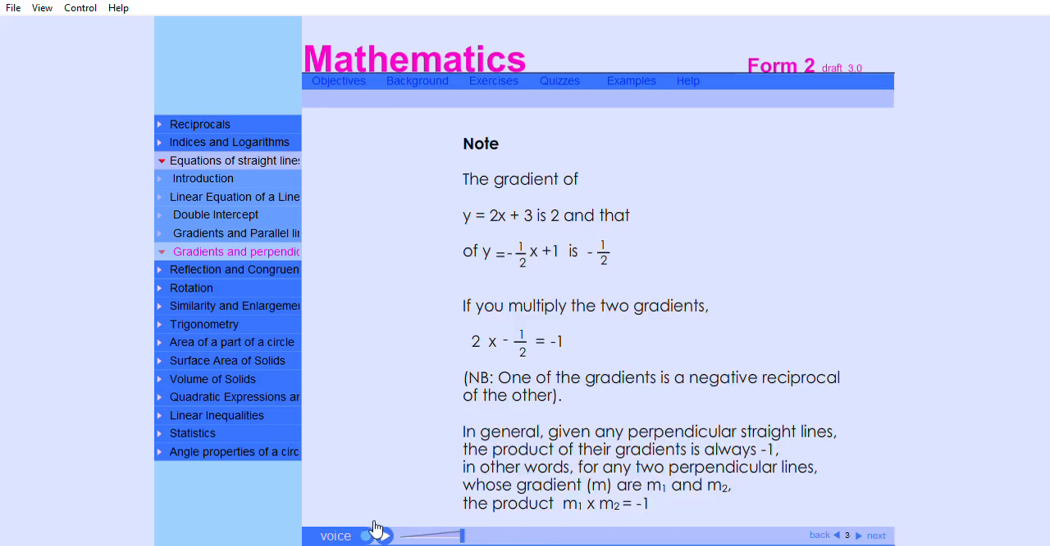Note that the gradient of y is equal to 2x plus 3 is 2, and that of y is equal to negative 1 over 2x plus 1 is negative 1 over 2. If you multiply the two gradients, you get 2 times minus 1 over 2 is equal to negative 1.